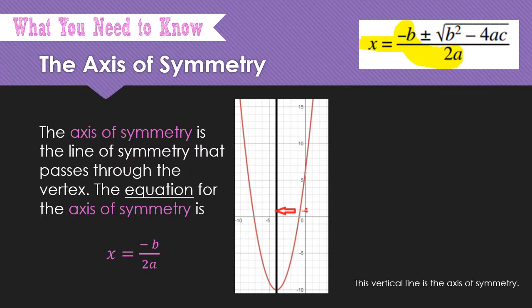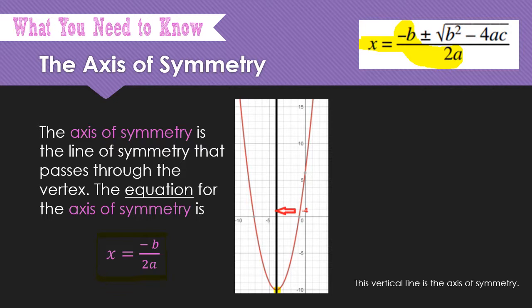The axis of symmetry comes from part of the quadratic formula. The part here that's highlighted, x equals negative b over 2a, that's how we find our axis of symmetry. And it's the line of symmetry that passes through the vertex. Remember, the vertex is that bottom point here. It's going to be that minimum when your graph opens upward. And we use this equation to find my equation of that vertical line.